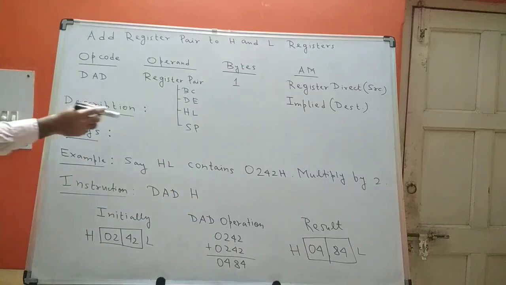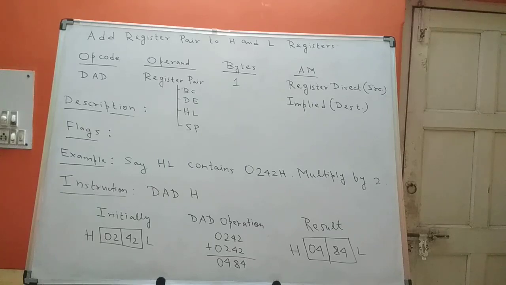You can write down against description: the 16-bit contents of the specified register pair are added to the contents of the HL register and the sum is saved in the HL register. The contents of the source register pair are not altered. I'll repeat the description part once again. The 16-bit contents of the specified register pair are added to the contents of the HL register and the sum is saved in the HL register. Full stop. The contents of the source register pair are not altered.